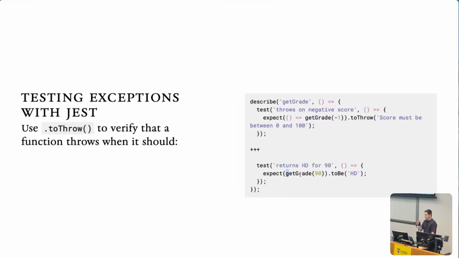So who calls getGrade here? Oh, very good. The test does, not you. Because which function calls getGrade? Expect. And who wrote expect? Jest, not us. So can you catch the exception in this file? No, because you're not actually calling getGrade.